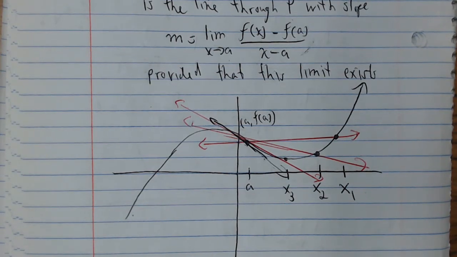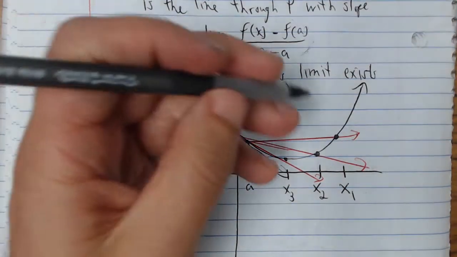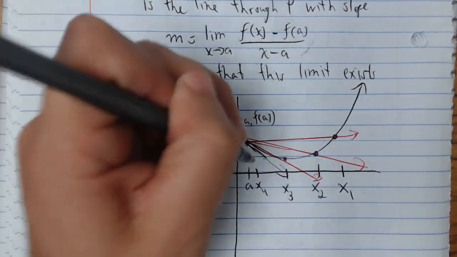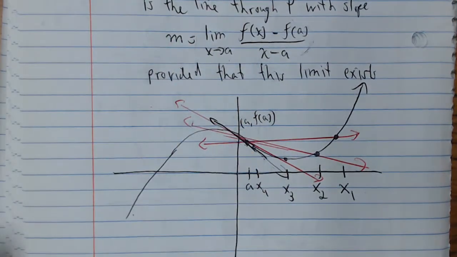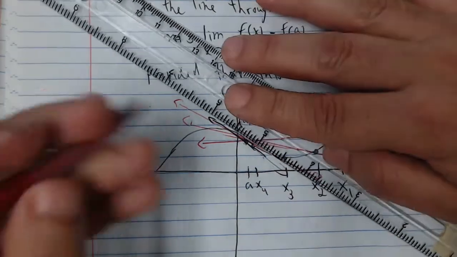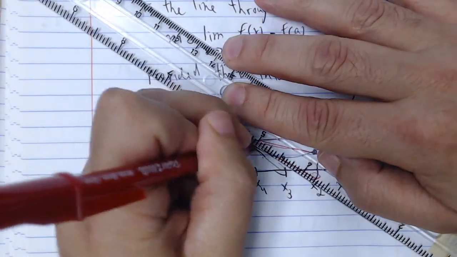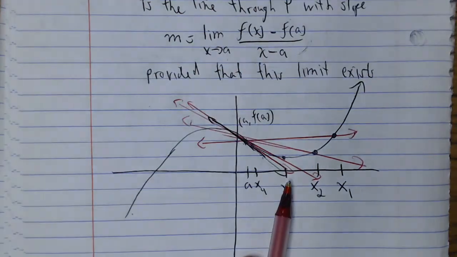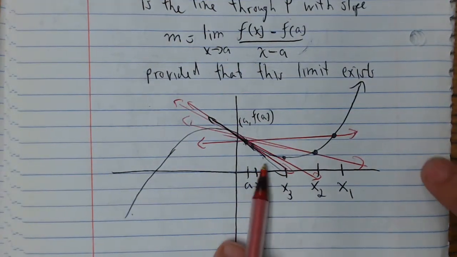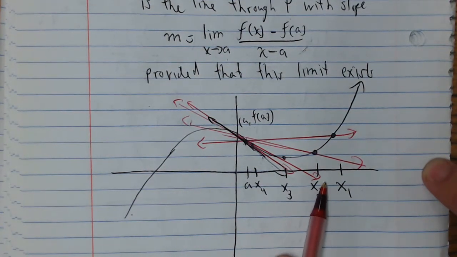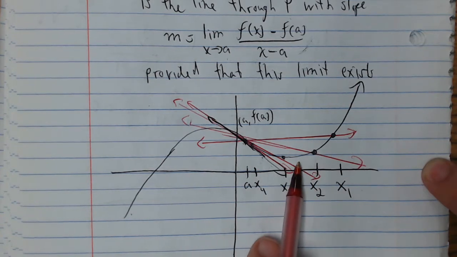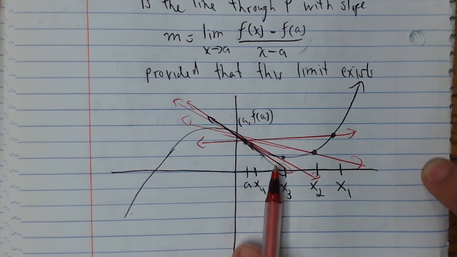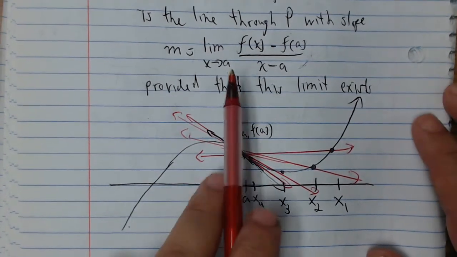And I think by now you could see what's happening. See, if I go even closer, like x sub 4, and if I draw that line, it's not exactly the same as the slope of the tangent, but you could see it's starting to look pretty much the same. As x gets closer to a, the slopes of the secant become the slope of the tangent. So basically that's what this is doing.